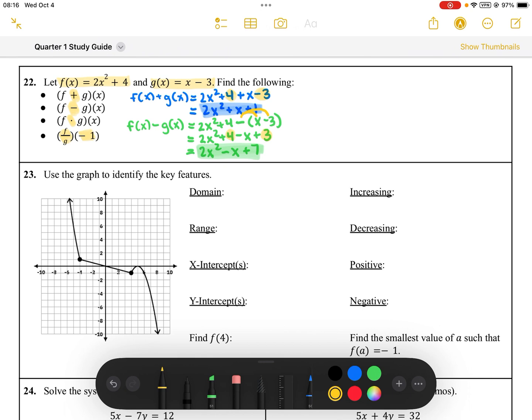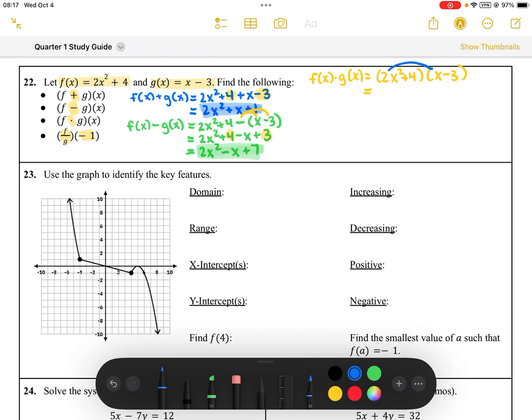The third part of this problem is f times g of x. So I'm going to take f of x and multiply that by g of x. So f of x is 2x squared plus 4 times x minus 3. So here I have two binomials. When I multiply binomials, I am going to have to use the FOIL method to multiply them. So first, outer, inner, last.